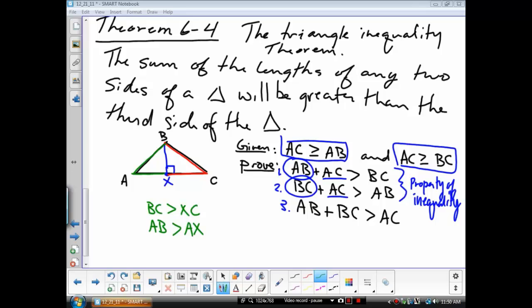So tell me what would happen if I add these together. I get AB plus BC is greater than AX plus XC. And what is AX plus XC? That's AC, isn't it? So that's how the proof is going to go for the third part. These two segments here added will be larger than that long segment.